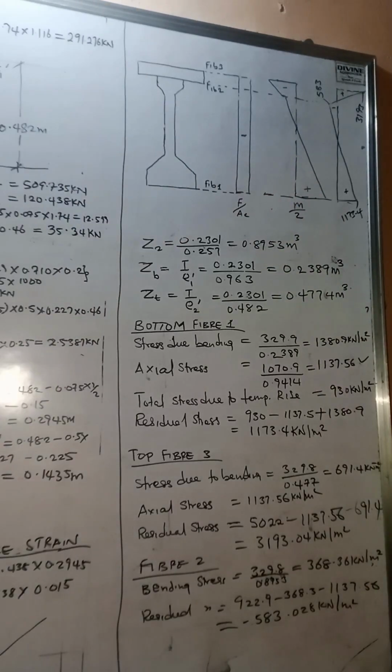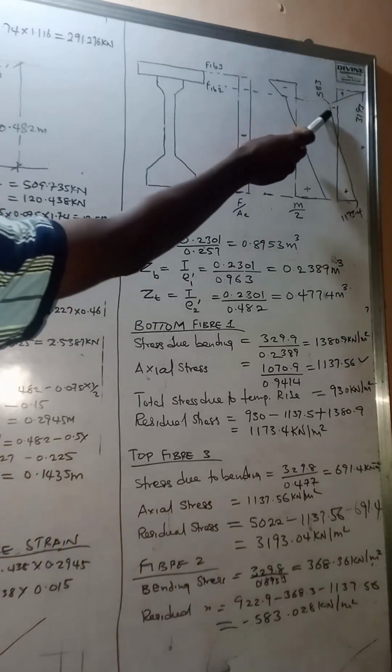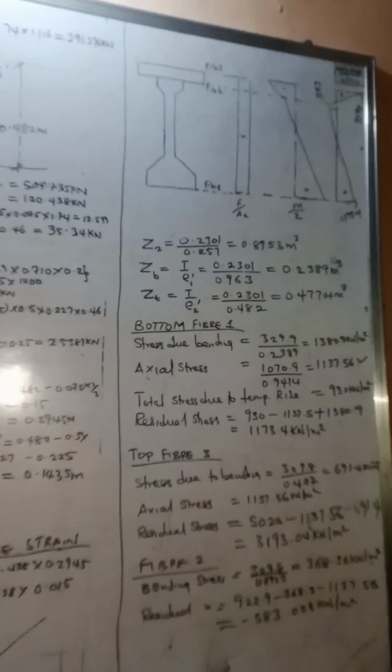So more tension will be at the top side of the beam. Now the final stresses are drawn on the other side of the beam. But let's look at how to obtain that.